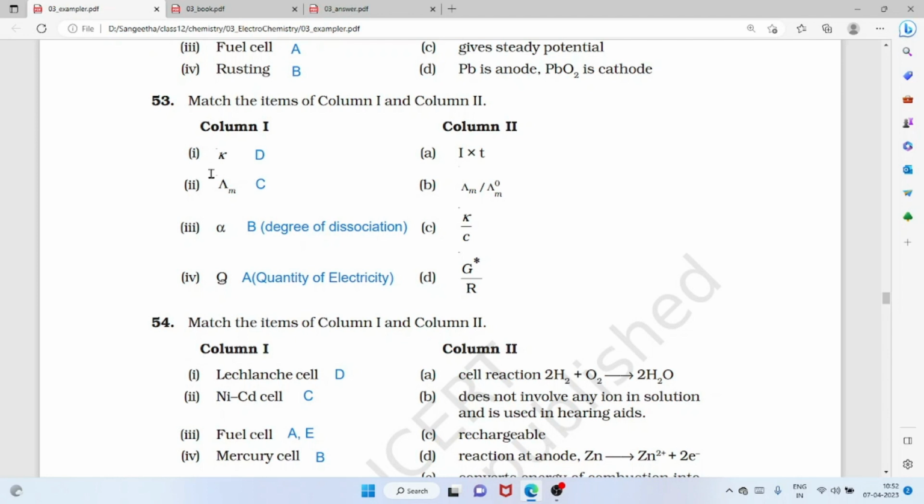Conductivity, and this I already showed in the book. Molar conductivity, and this depends on the degree of dissociation alpha. This is molar conductivity by limiting molar conductivity. Quantity of electricity is current into time.